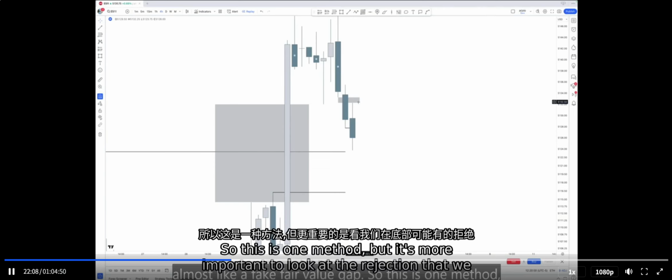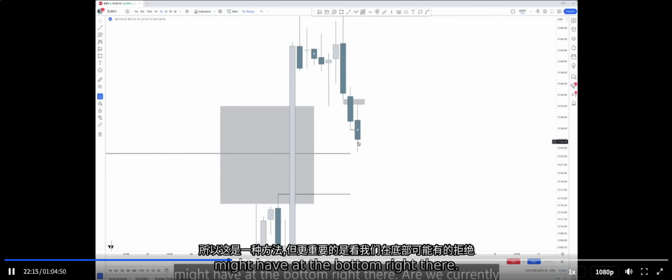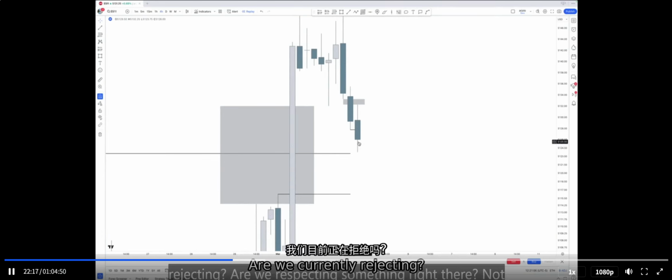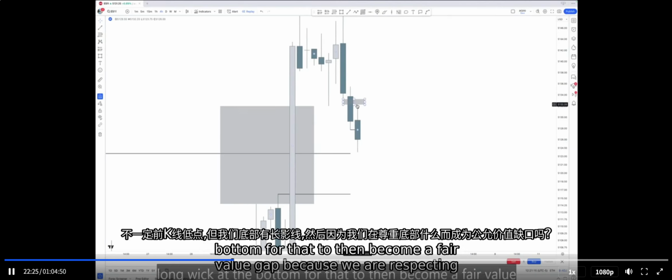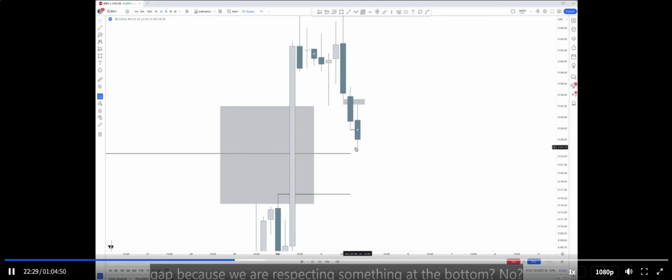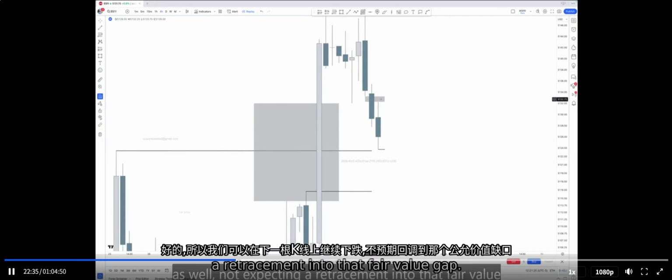So this is one method, but it's more important to look at the rejection that we might have at the bottom right there. Are we currently rejecting? Are we respecting something right there? Not necessarily the previous candle low, but are we having a long wick at the bottom for that to then become a fair value gap because we are respecting something at the bottom? No. Okay, so we can continue lower on the next candle as well, not expecting a retracement into that fair value gap.